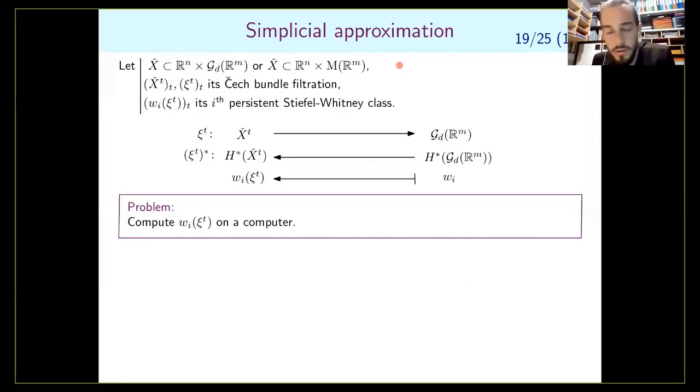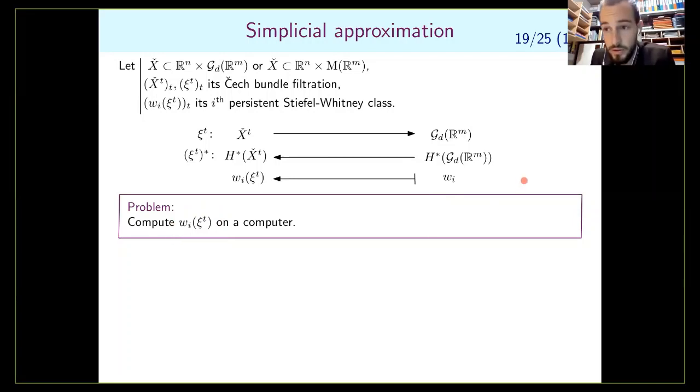So I recall the context here. I observe a point cloud, X check, a subset of the product of Rn times the Grassmannian, or Rn times the matrix space. It also works. I consider its check bundle filtration up to the value Tmax, and I look at the ith persistent Stiefel-Whitney class. So it can be described again as the image in cohomology of the class Wi in the cohomology of the Grassmannian. I want to compute this class on a computer.